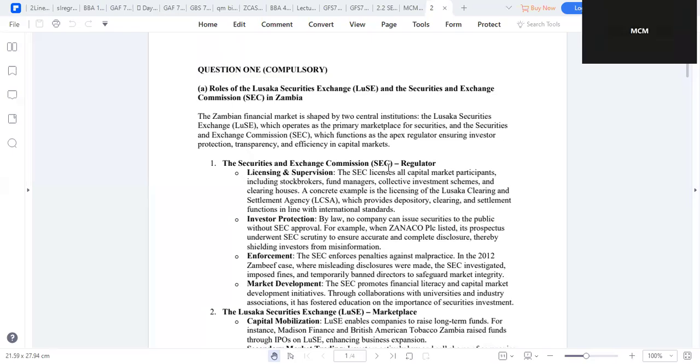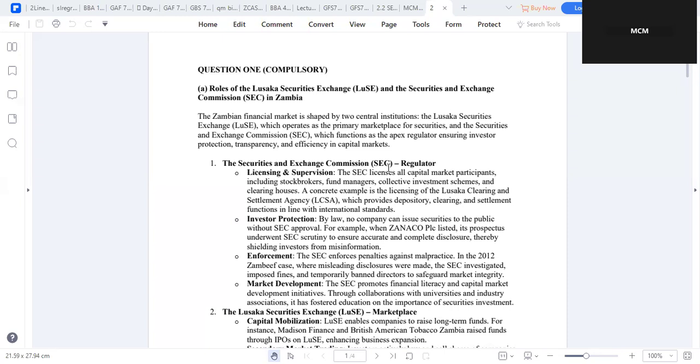This is a revision for the 2025 exam paper, MCM. Question number one, looking at the roles of the Lusaka Stock Exchange and the Securities Exchange Commission in Zambia. So what are the roles of the two?